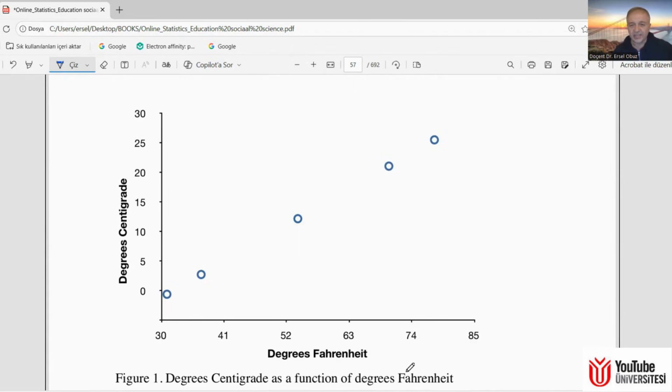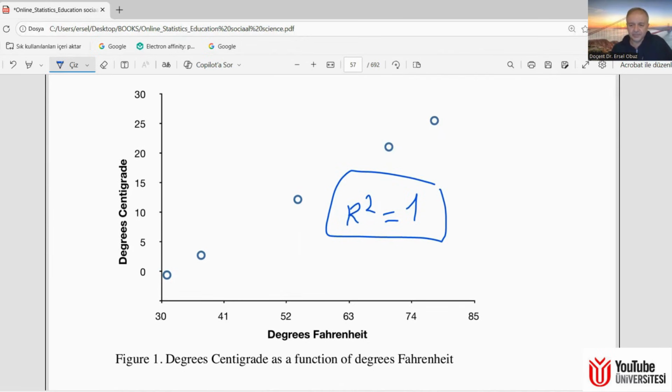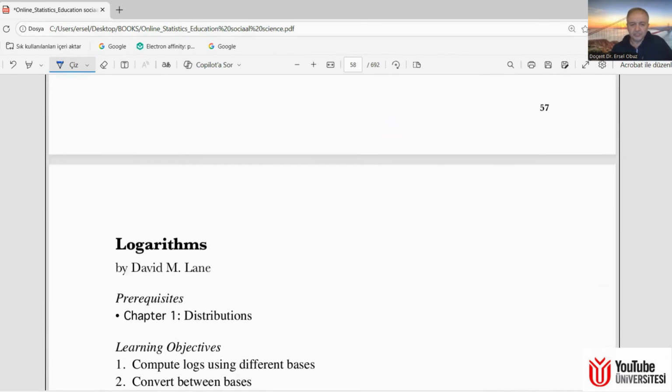Of course, degrees centigrade and degrees Fahrenheit, it's going to be a perfect fit, right? Why? Because there's a linear transformation between the two. So it's going to be a perfect fit. We will get to that concept later, but if you find the R square degree of fit, it's going to be 1 in that case. Why? Because it is a perfect association between 2 variables. We will get to that later. Okay.